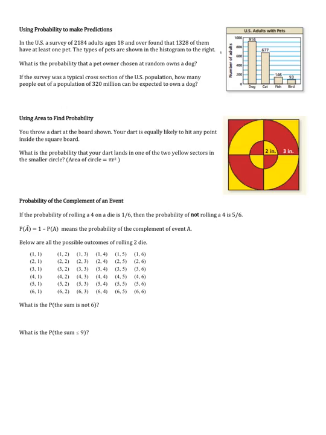One of the things we like to do with probability is use the probability of an event, whatever that percent is or that fraction, to make predictions about what has not yet occurred. So for instance, in the US, a survey of 2,184 adults ages 18 and over found that 1,328 of them have at least one pet. The types of pets are shown in this histogram. So dogs, cats, fishes, birds. No reptiles there because we haven't a gecko, but that's okay.